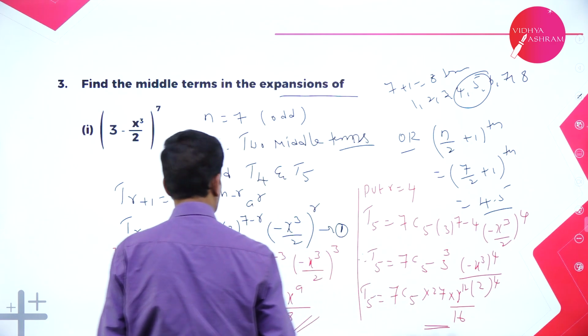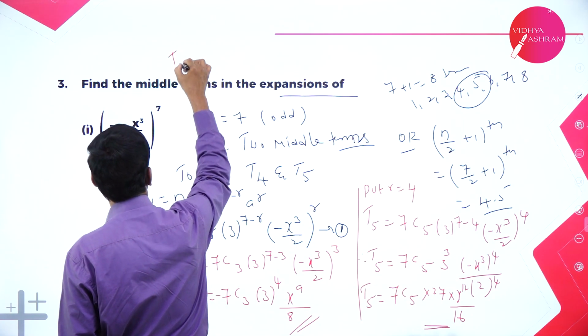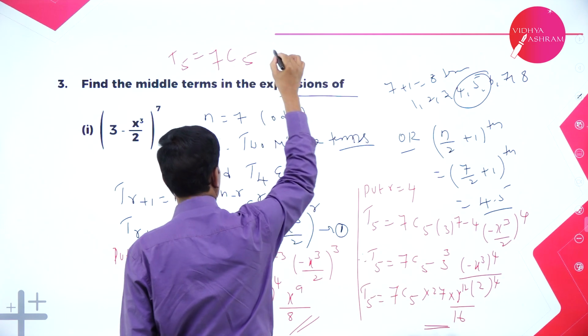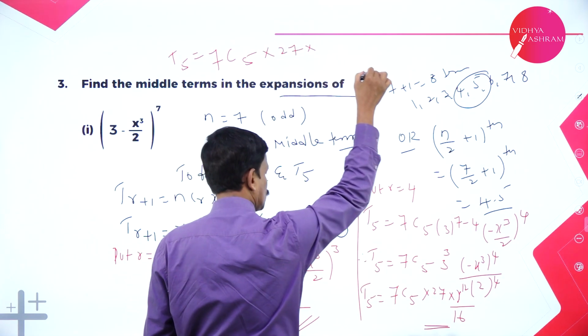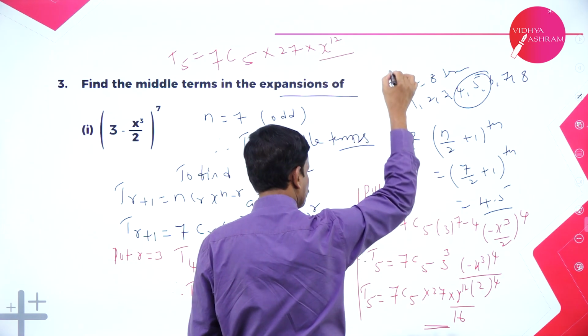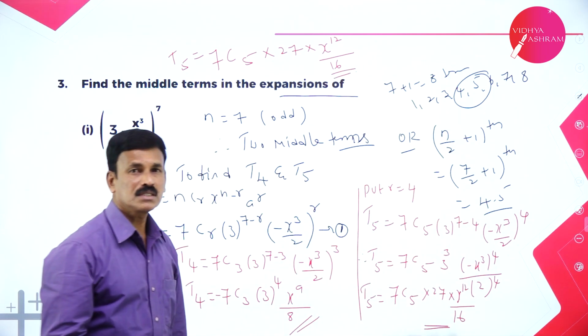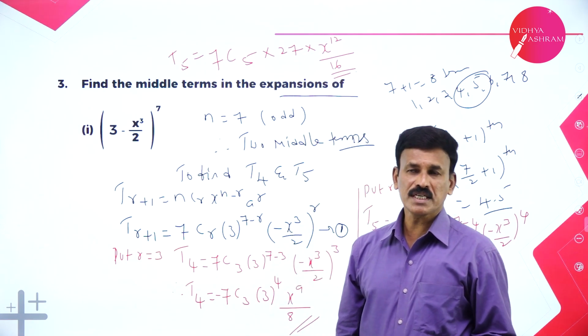So therefore the middle terms are the fourth and fifth terms. T5 is equal to 7C5 into 27 into x to the power of 12 divided by 16. This is the fifth term. That's it. These are the two middle terms. Hope you followed. Okay. Now just move on to the next problem.